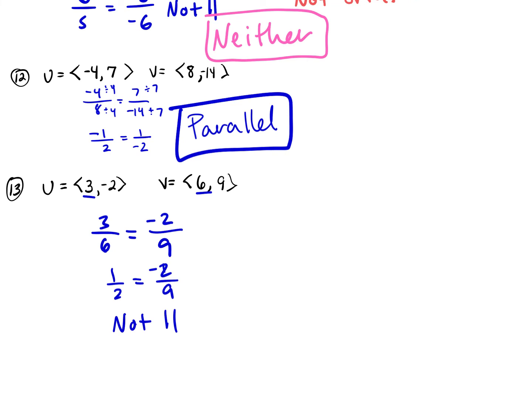And then let's check and see if they're orthogonal. So the first number times the first number plus the second number times the second number. So 18 plus negative 18 is 0. So these are orthogonal.